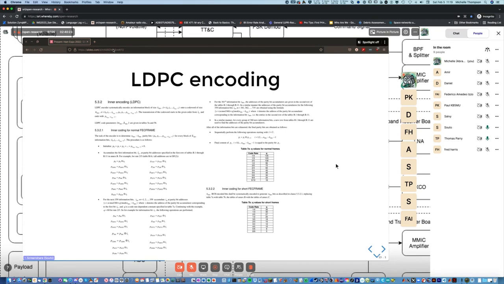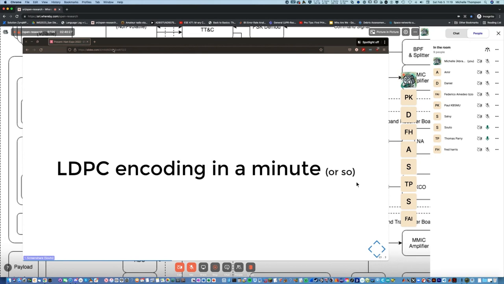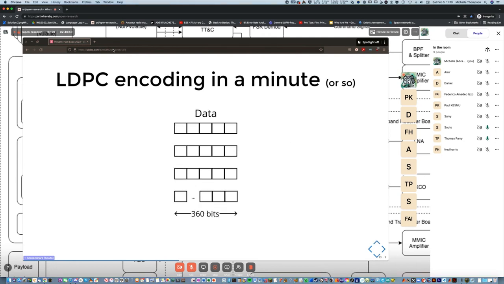I made a series of slides to show this LDPC encoding in a minute or so. So we start with a data frame. This data frame has a certain length. For the matter of this example, the length doesn't matter, but the spec refers to this as K_LDPC. This frame is divided into groups of 360 bits each.